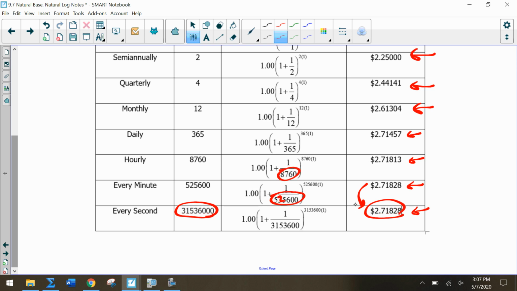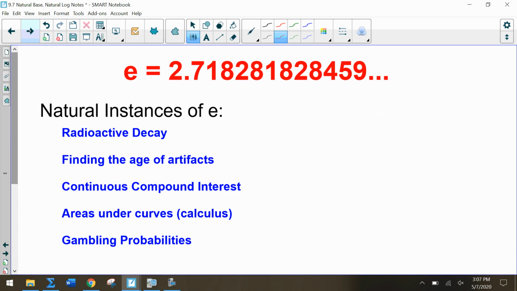So with continuous compound interest, where at every single instant you're compounding, it will always approach the natural base E. So E is 2.71828182845 dot dot dot. In the same way people memorize decimal places of pi, E is the other irrational number that we can memorize decimal places of if you wanted to.